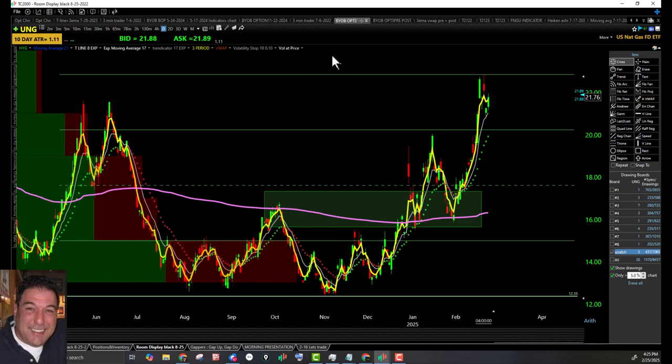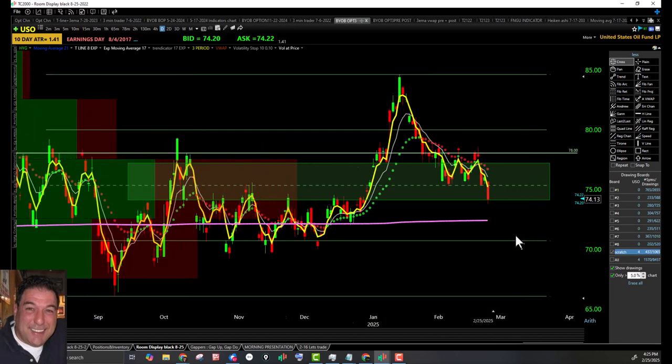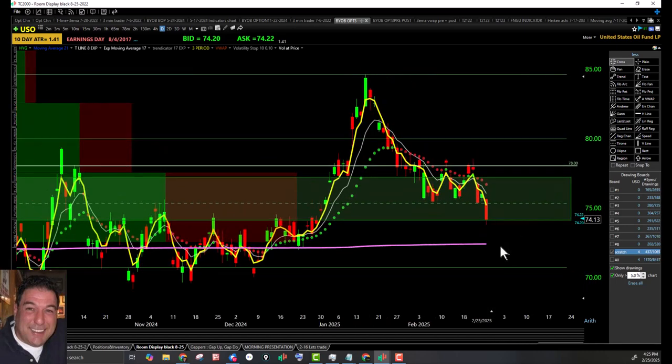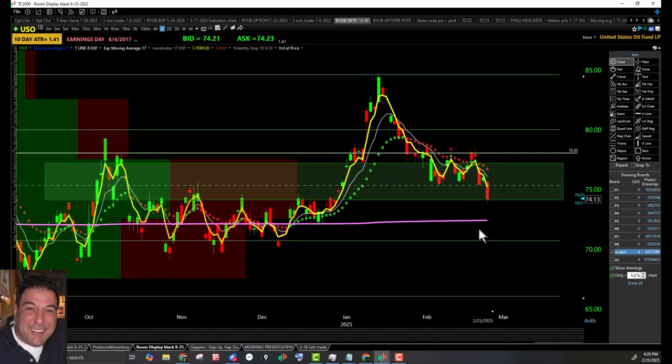All right, let's take a look at USO. USO in a downtrend. Okay, they made lower lows. See the high up here? They made lower lows. So in a downtrend, USO, price action, lower high, lower low, closing under a bearish trap, under the 17, at the bottom of the buy box.